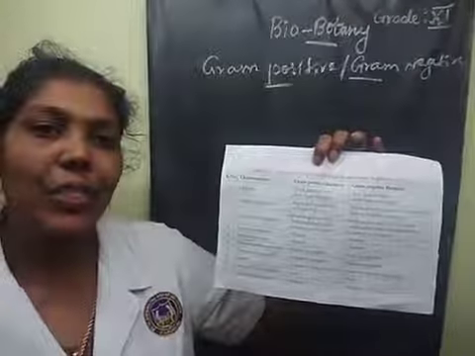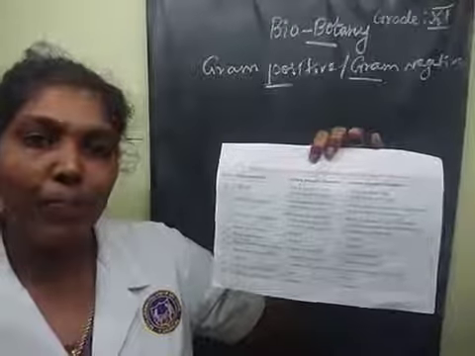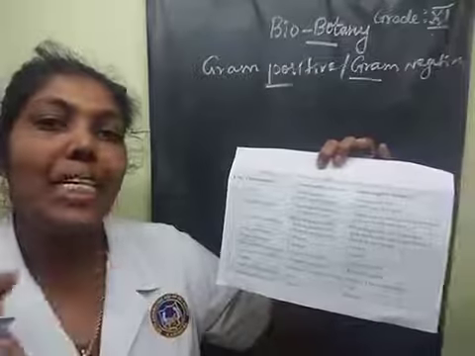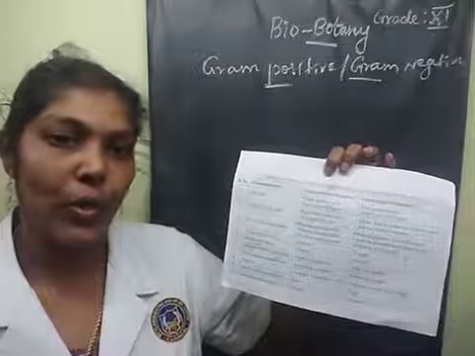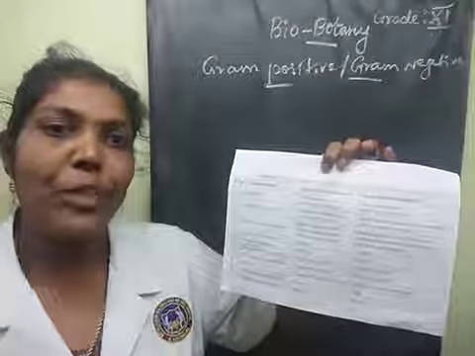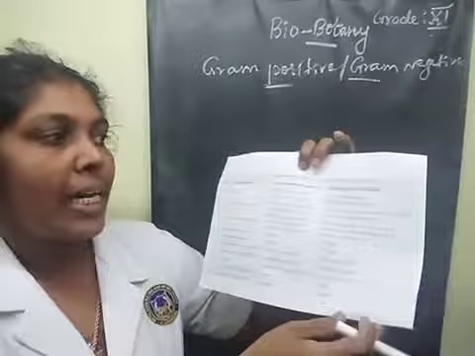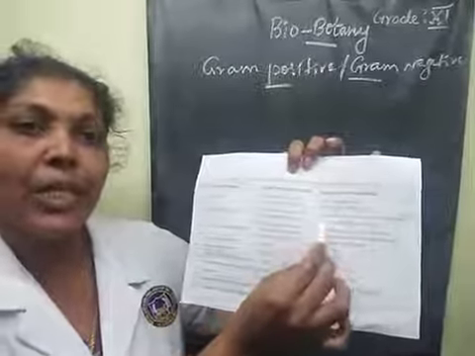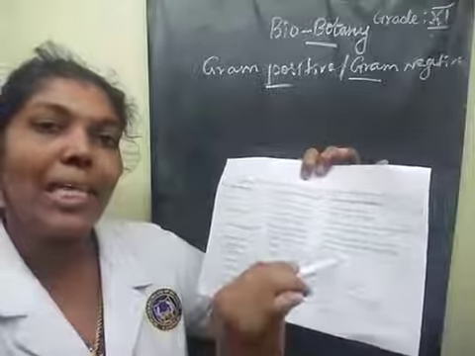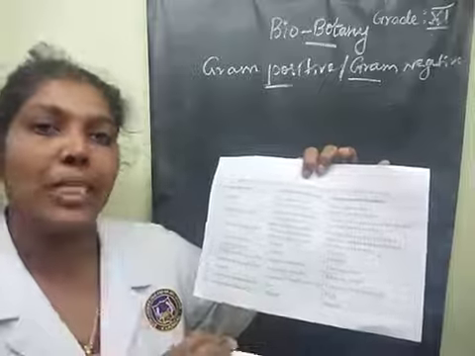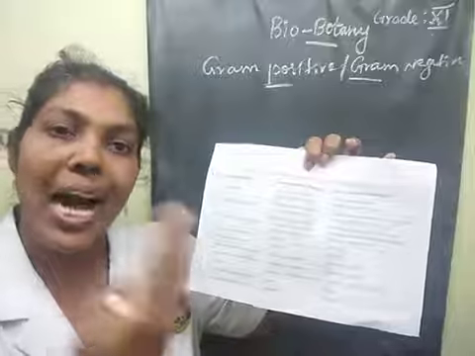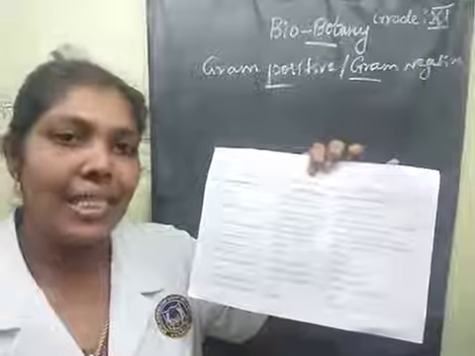The second characteristic feature is the rigidity of the cell wall. The gram positive bacterial cell is rigid, due to the presence of peptidoglycan molecules. Why do the cells become rigid, children? The presence of peptidoglycan molecules. Clear? Then gram negative is elastic, due to the presence of lipopolysaccharides and lipoproteins. These are the two components present there, so that's why the cell wall is elastic in nature.